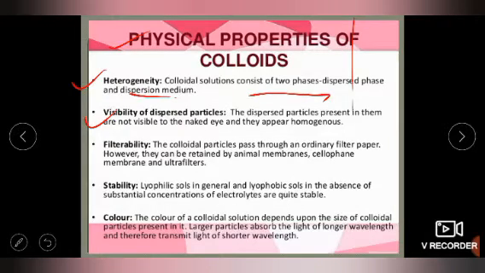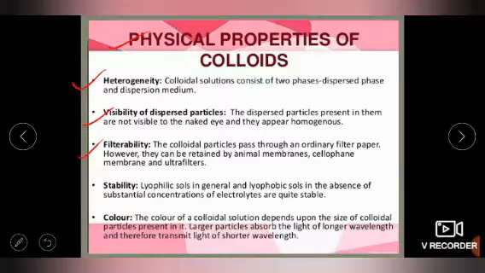Next is physical properties of colloids. If we talk about physical properties, they mean all those properties which are visible in the physical presence. So the first physical property is heterogeneity. In heterogeneity, a colloidal solution consists of two phases, dispersed phase and dispersion medium, or we can say colloidal solutions are heterogeneous in nature. Visibility of dispersed particles: the dispersed particles present in them are not visible to the naked eye. They appear homogeneous. It means that the dispersed particles present in them are not visible to the naked eyes and they appear homogeneous in nature.